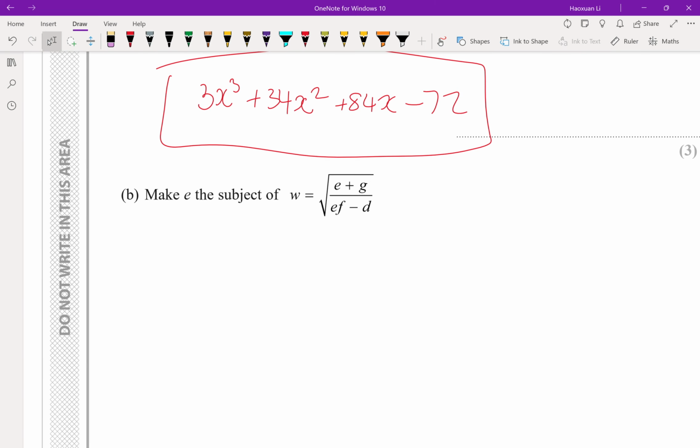Make E the subject of W equals the square root of (E plus G) over (EF minus D). The first thing I'll do here is square both sides.